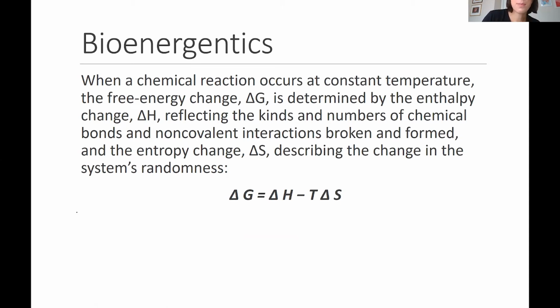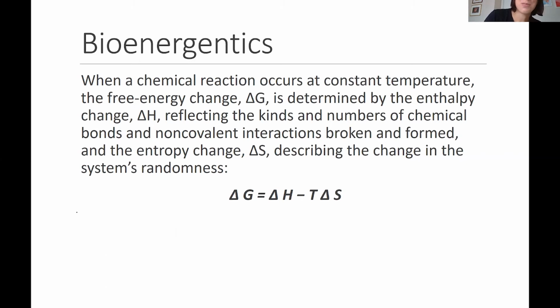So to remind you about bioenergetics, how we're going to talk about energy transformation in organisms is still by using these very basic physical equations. When a chemical reaction occurs at a constant temperature, the free energy change, that's the delta G, is determined both by its enthalpy, delta H, and its entropy, delta S. Entropy is randomness.